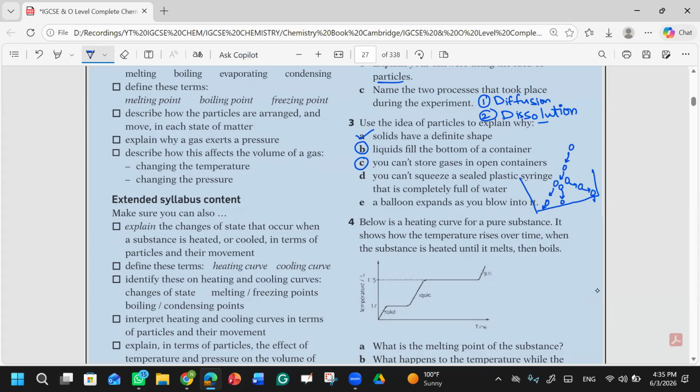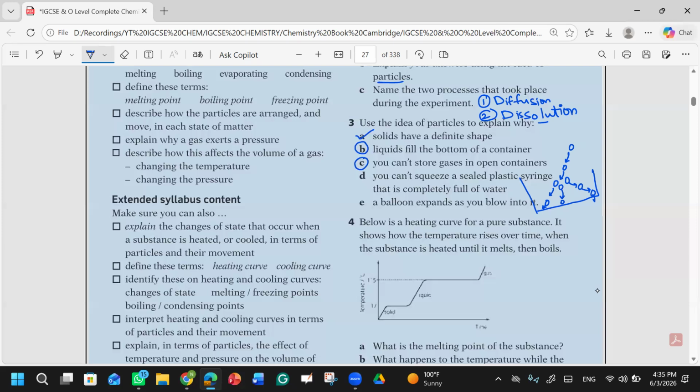I was saying gas particles have weak forces of attraction. You can say they have negligible forces of attraction. Negligible means you can neglect them. They have very little force of attraction because they are far apart from each other.